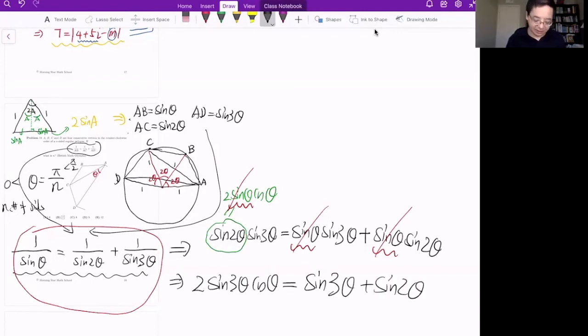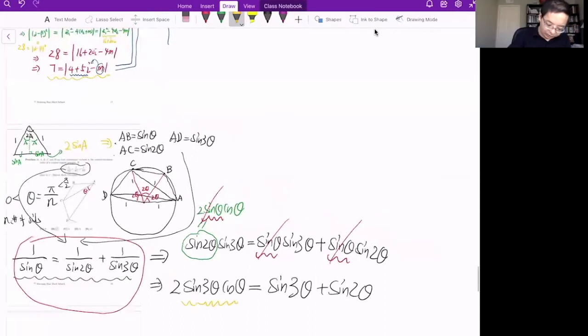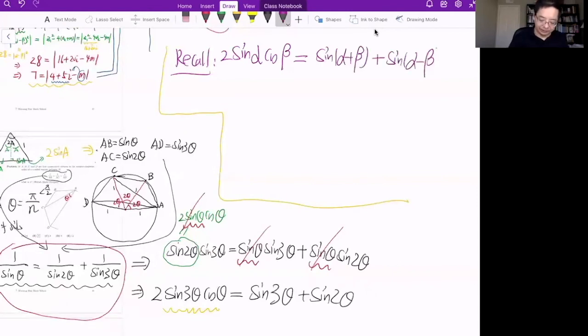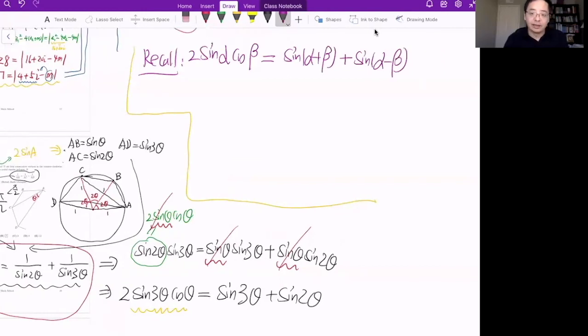The question is, what's next? Okay, now look at 2 times sine theta times cosine theta. Now, if you're familiar with those trigonometric identities, you say, oh, now I can write this as the sum of 2 trigonometric functions. Now, let's recall the formula. So here we are going to use this trigonometric identity: sine alpha times 2 cosine beta equals sine of alpha plus beta plus sine of alpha minus beta. We have this trigonometric identity.